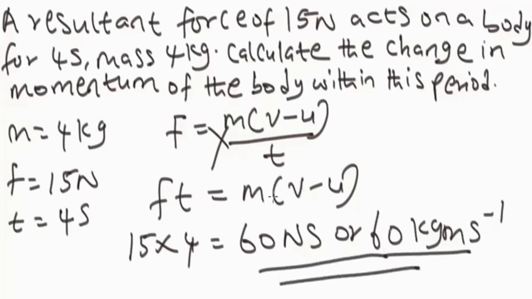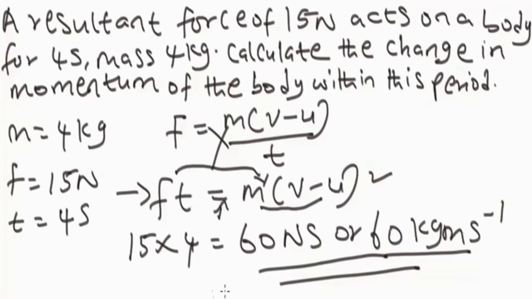Note that we didn't consider the proportionality constant here, because the equality sign means that what is here is proportional to what is here. Since we have the parameters for what is here, F and t, we just make use of them. 15 times 4 is 60, so 60 is equal to the change in momentum. So that will be the answer to this question.